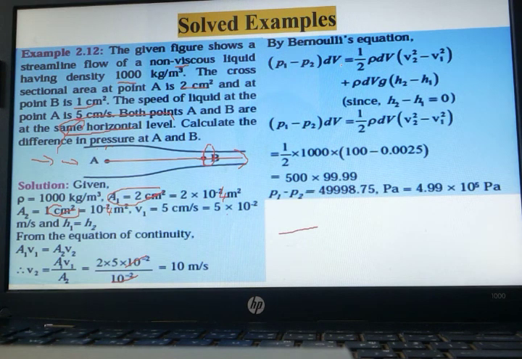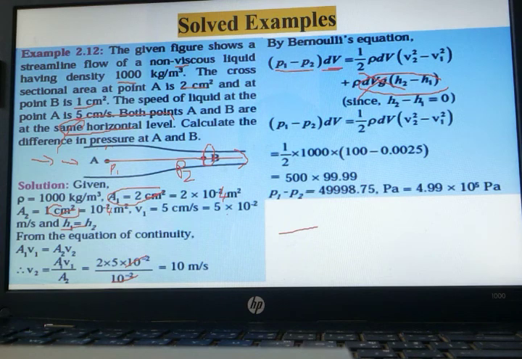Now we will be using Bernoulli's equation. Bernoulli's equation tells us the pressure difference times dV. Over here pressure is P1 and over here pressure is P2. So P1 minus P2 into dV is equal to half rho dV into V2 square minus V1 square plus rho dV g into H2 minus H1. But you will see that we have already written H1 is equal to H2, because both A and B are at the same level, so this term will cancel out.